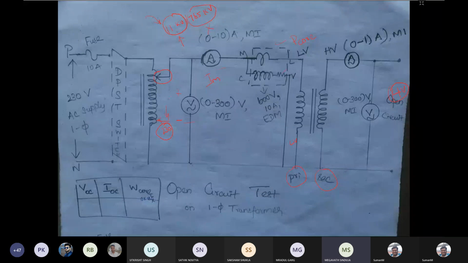Then you bring it to 230 volt and measure the current, voltage, and power. Whichever power is consumed now will give the core loss, because there is no power consumed on the load side, because the secondary terminals are open circuited.